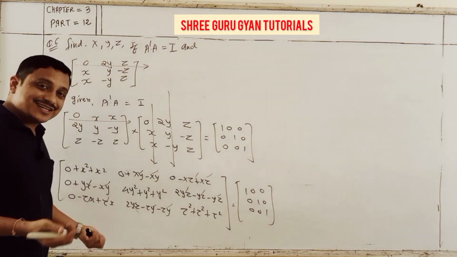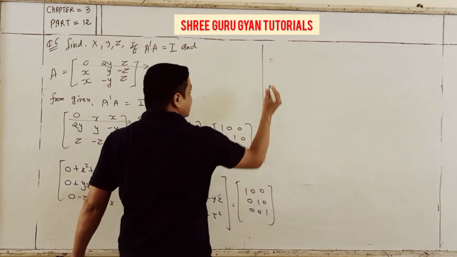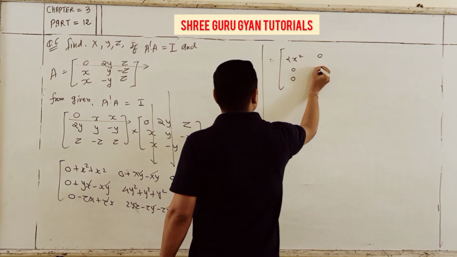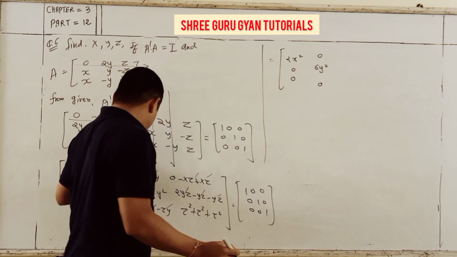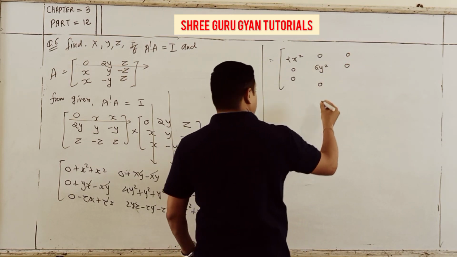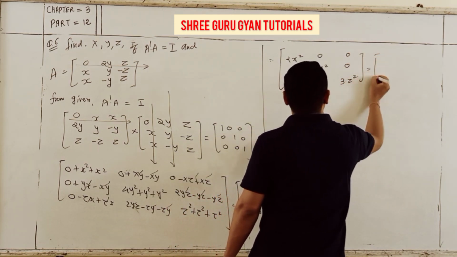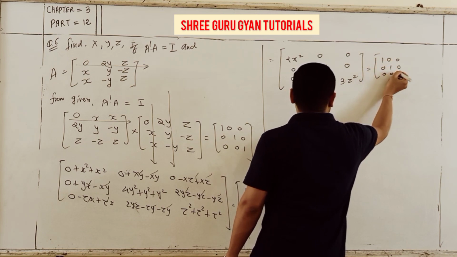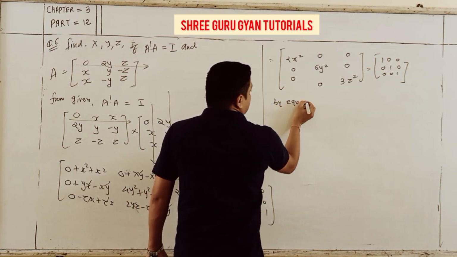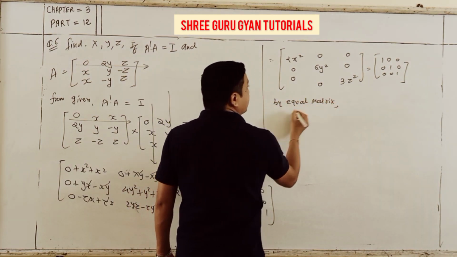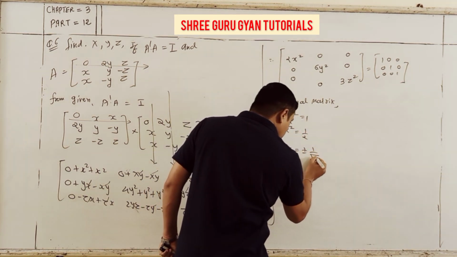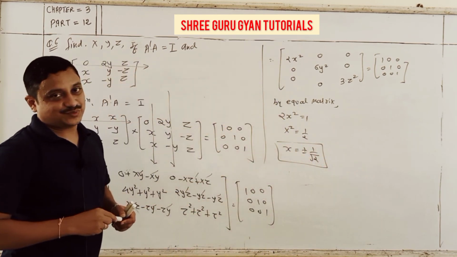So finally what do you get? You get only, students, here 2x square 0 0, now 0 6y square 0, and last 0 0 3z square, and this is equal to I. By equal matrices, I just compare it. 2x square equal to 1, x square is half, x becomes plus or minus 1 by root 2.